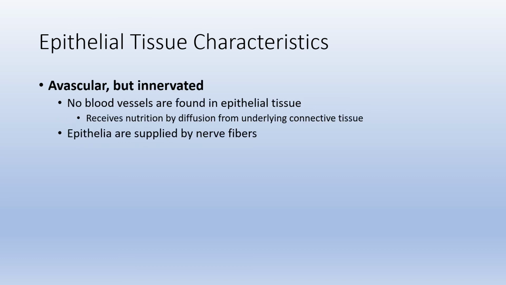Epithelial tissue is avascular, but it is innervated. Avascular means without blood supply, so we will not see any blood vessels found in epithelial tissue. However, there are cells there. It is a living tissue, so it does require nutrition. Epithelial tissue will receive the necessary nutrition by diffusion, and that is from the underlying connective tissue.